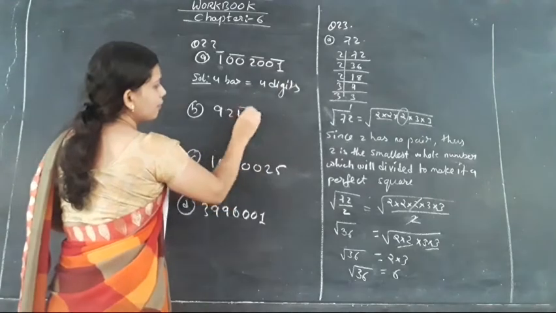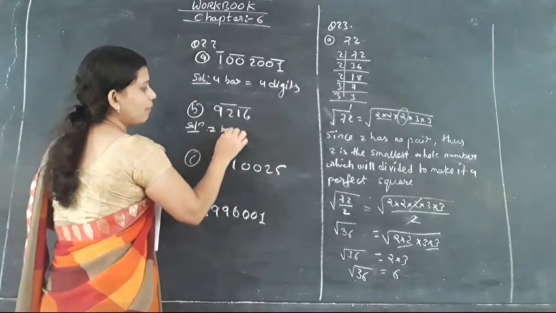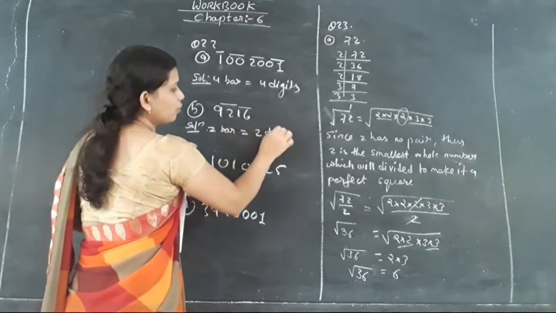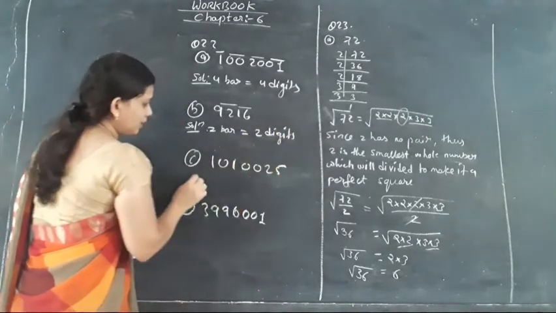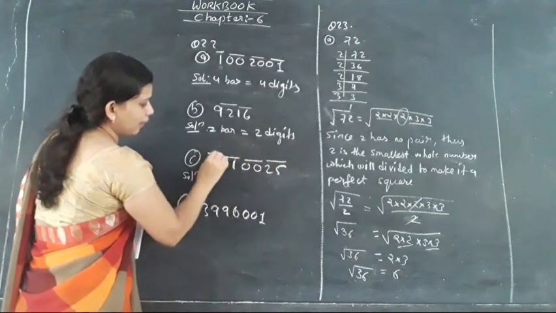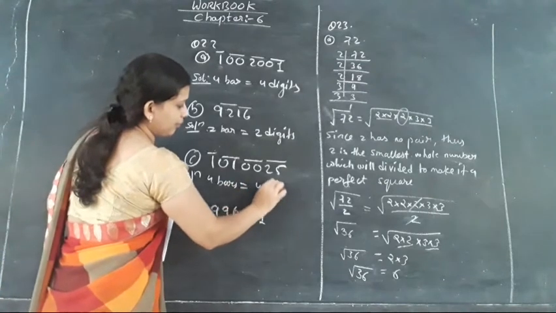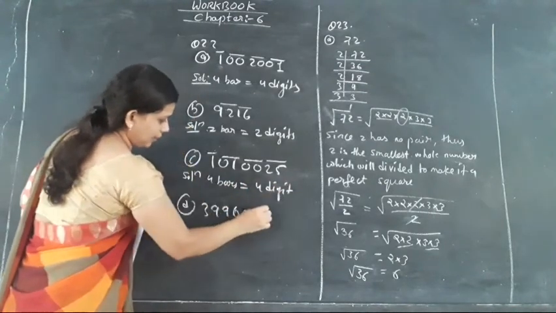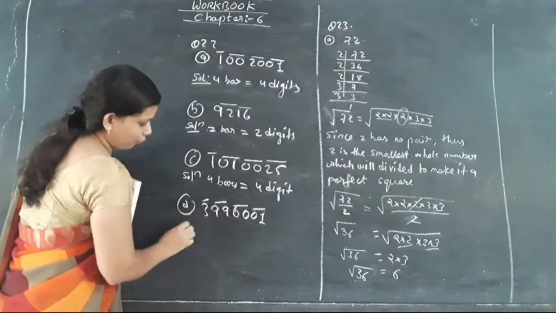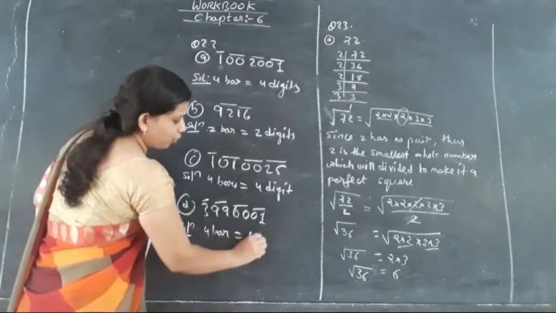Okay, in the same way 1 bar, 2 bar, so 2 bar is coming, isn't it? 2 bar will come, that means the answer will be 2 digits. Then similarly for the C part, how many bars? 1 bar, 2 bar, 3 bar and 4 bar. So 4 bars are there, that means its square root will be a 4 digit number. In the same way 1 bar, 2 bar, 3 bar and 4 bar. So again the answer will be 4 bars, which equals 4 digits.